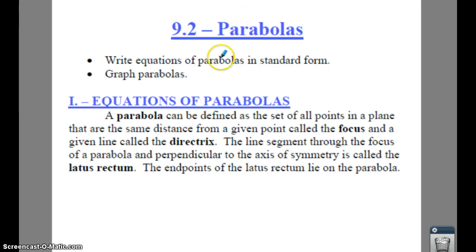First thing is, a parabola is the set of all points in a plane that are the same distance from a given point, called your focus, and a line called your directrix. So we have a couple of new terms here: focus and directrix. Focus is a point, directrix is a line. We already know this one: the line segment through the focus of a parabola and perpendicular to the axis of symmetry is called a latus rectum. The endpoints lie on your actual parabola.